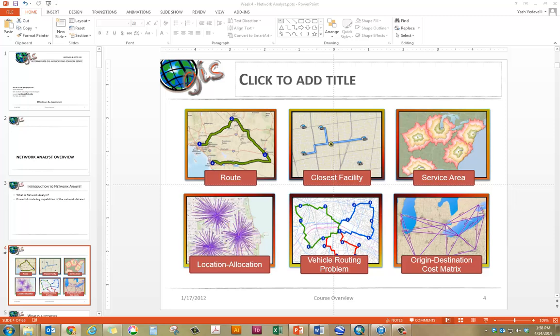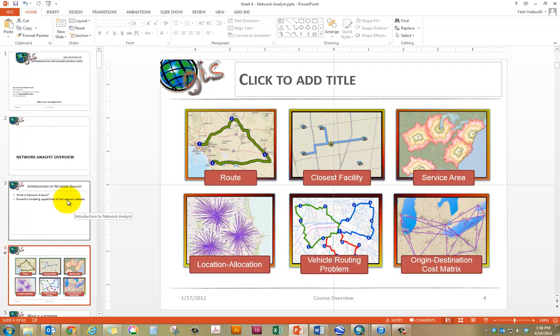And if a company has to downsize, which store should it close to maintain overall demand? These are very much location allocation or vehicle routing problems. These are the typical problems that Network Analyst helps resolve.